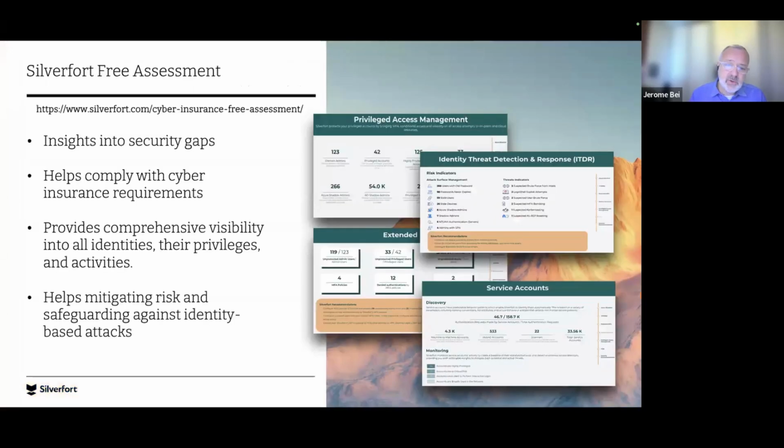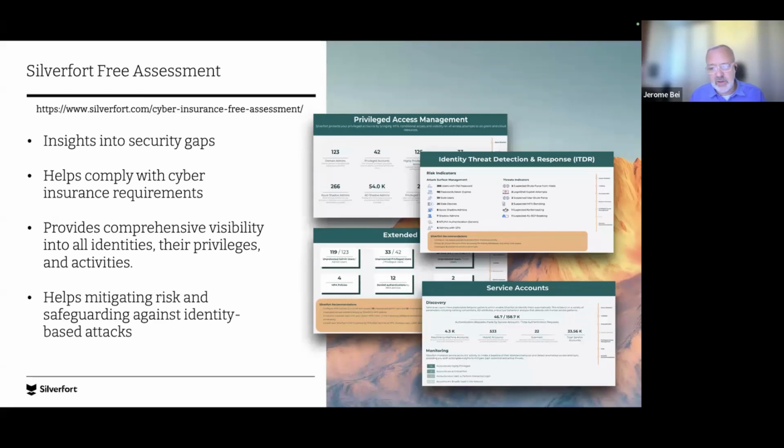Now, what we have is what we call the Silverfort free assessment. Actually, what we offer you, and we will share the slides afterwards, you can see the link up here. If you register with that link, what you will get access to is a Silverfort deployment that we can put in your environment for 2 weeks without enforcing anything.